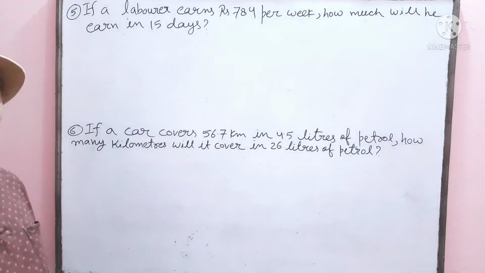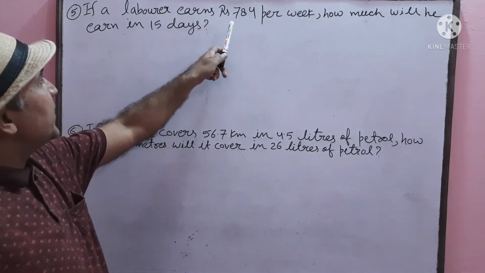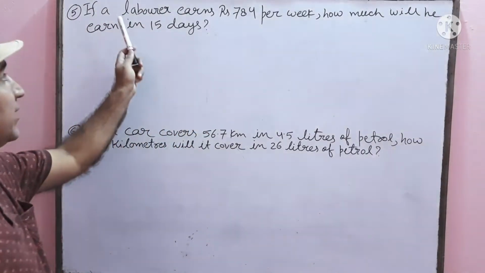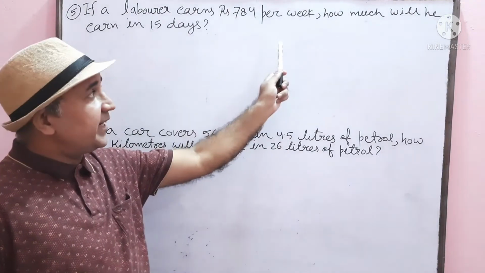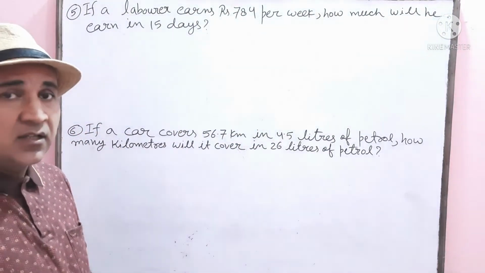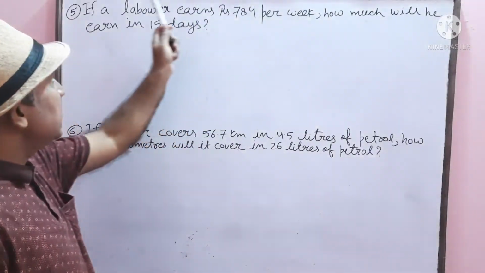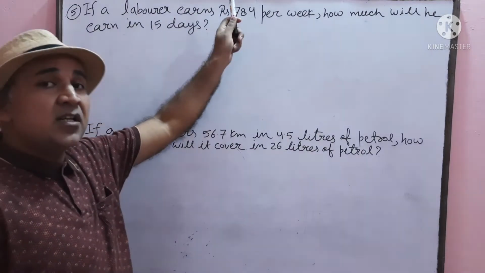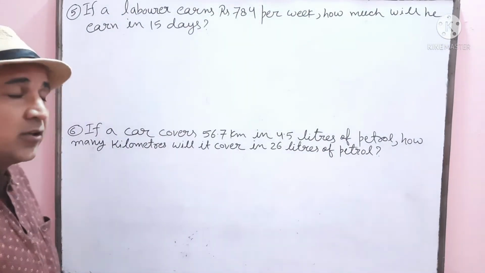Okay children, now see question number 5. If a laborer earns rupees 784 per week, one laborer is earning 784 rupees in 1 week, how much will he earn in 15 days? Children, 1 week means 7 days. That means a laborer is earning 784 rupees in 7 days. So in 15 days, how much will he earn?